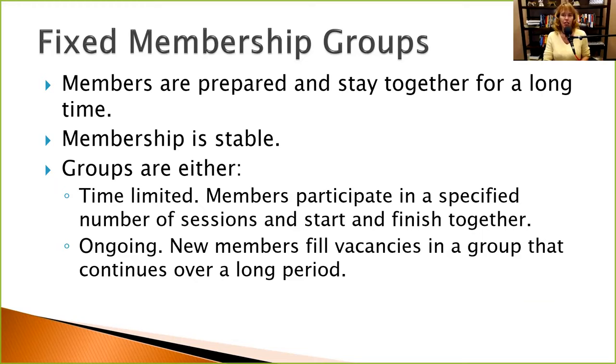Ongoing groups. New members may fill vacancies in a group that continues over a long period, but it's not a constant revolving door. So you have somebody who is in group and it's an ongoing depression group of 16, and when one person graduates or reaches maximal gains at that level of care, as we say, and moves on, then we have an open slot, so somebody else comes in, and that's much less chaotic in some ways for a lot of people.